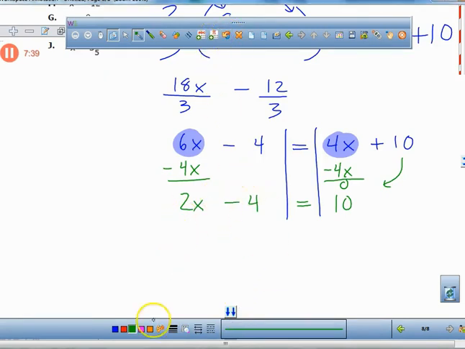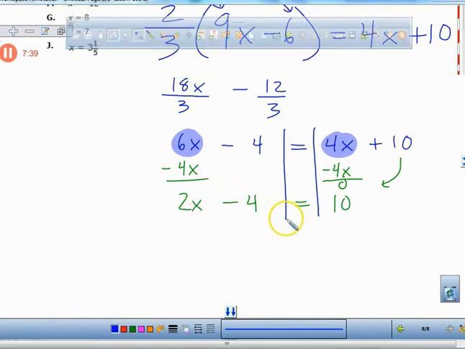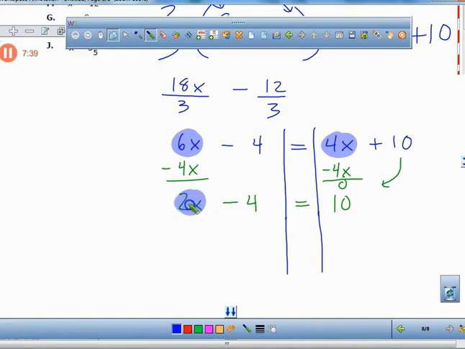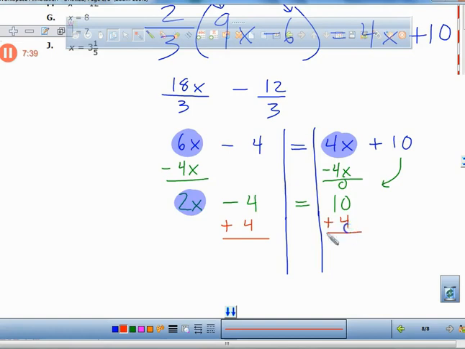Okay. Now we got the 2 x's on the left-hand side. We need to get all the constants or the numbers on the right-hand side of the equal sign. So how do we get rid of a negative 4? What's the additive inverse? That's right. It's a plus 4. That's the additive inverse of a negative 4. That gets us to 0 on the left-hand side of the equal sign. And then on the right-hand side, we got a 14. And we divide both sides by 2. Final step, x equals 7.